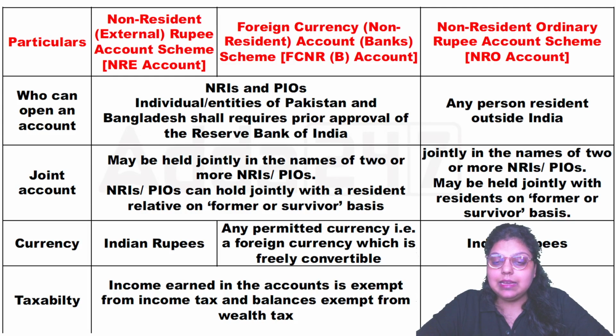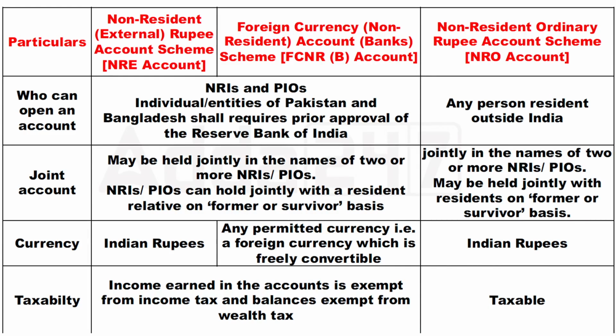Next, currency. NRE account and NRO account will be in Indian currency, but FCNR account will be in foreign currency. Okay. Taxability: in the NRE account and FCNR account, the income earned in the account is exempt from income tax and the balance is exempt from wealth tax, but the NRO account is a taxable account. In the NRE account, we maintain the money which is earned from abroad, and in the NRO account, we maintain the money which has been earned from India only. That's why the taxation differences are there.